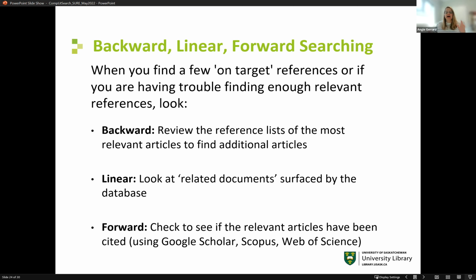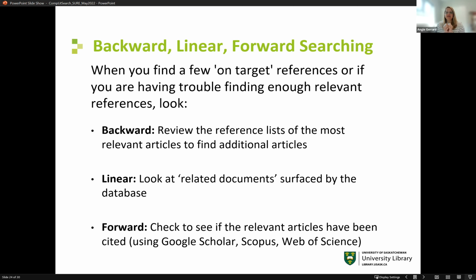I always call those on target references. Oftentimes students will say, this is exactly what I'm looking for, and I want more of these. So there are some tips about how you can use those core or on target articles. I think about it almost like a web, where that's the center, and then you can find a bunch based on that. I call it backward, linear, forward searching.